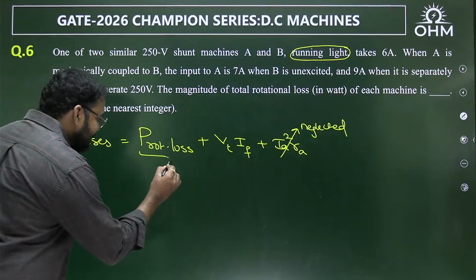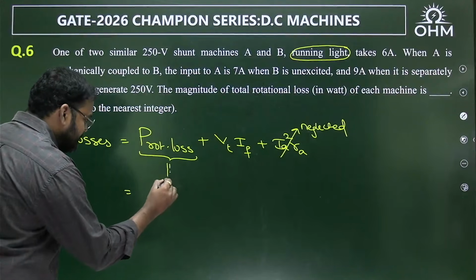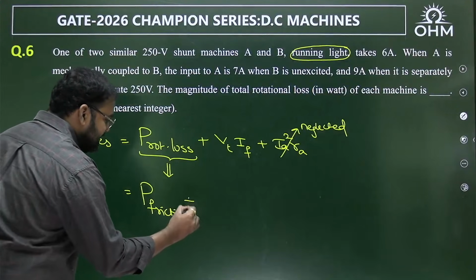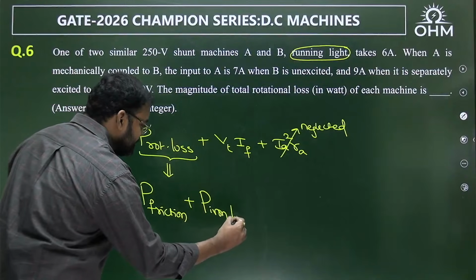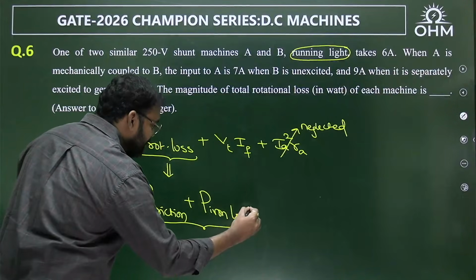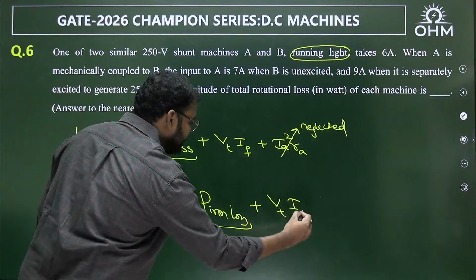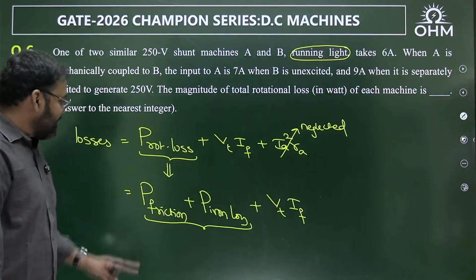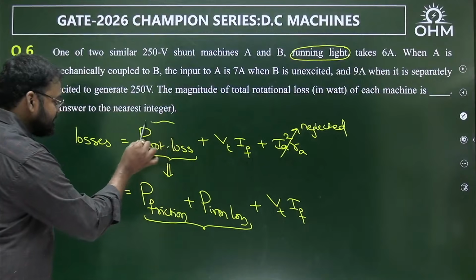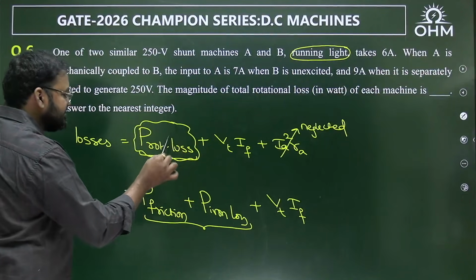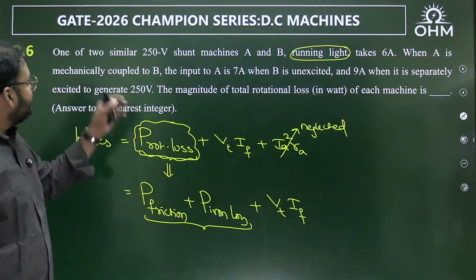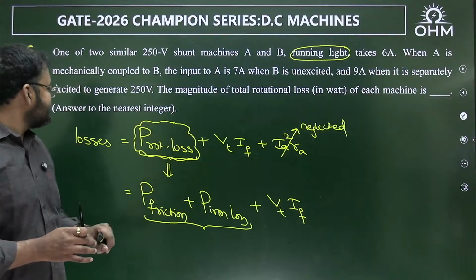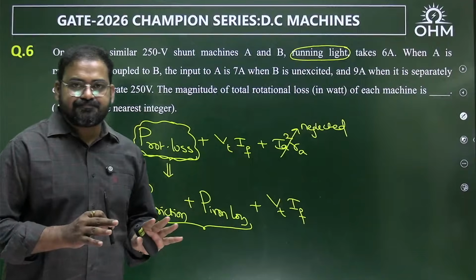Again, this rotational loss is a combination of two losses. One is friction loss. Another one is iron loss. These two in combination are what we call rotational loss. Got it, guys? And then we have another loss which is known as shunt field copper loss. Now in the given question, this loss is what we need to calculate. For that, some information was given. So based on the given information, we have to find out this loss and answer to the nearest integer. That is the question.